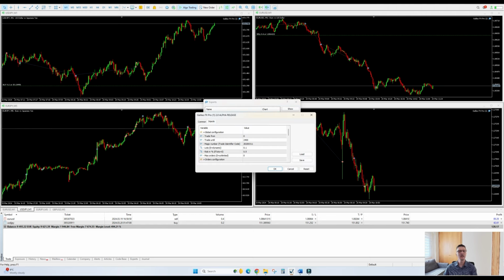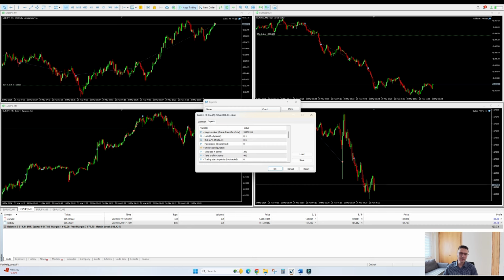And then we see here the configuration that I used, trade from. This means when the robot will start to trade and when will stop looking for trades. So if you leave it like me from 0 or 12 at midnight all the way to 24 hours, so for 24 hours, this robot will look for trades on this time frame that I mentioned.